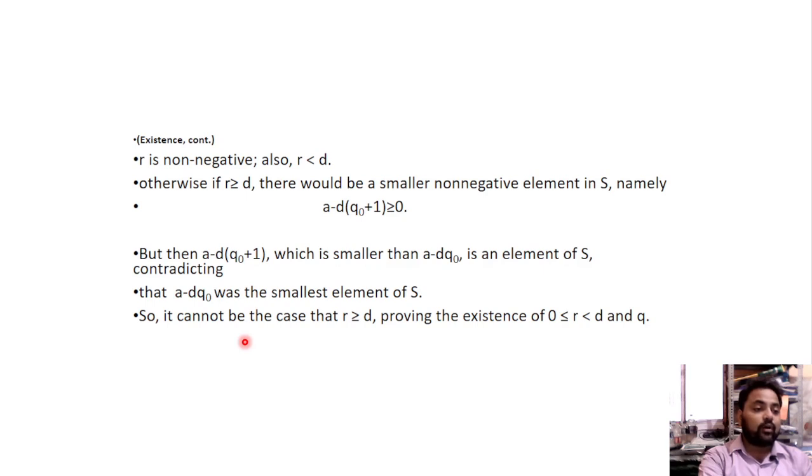r is non-negative, and also r is less than d. Otherwise, if r is greater than or equal to d, there would be a smaller non-negative element in S, namely a minus d times q0 plus 1, which is greater than or equal to 0. But a minus d times q0 plus 1, which is smaller than a minus dq0, is an element of S, contradicting that a minus dq0 was the smallest element of S. So it cannot be the case that r is greater than or equal to d, proving the existence of q and r greater than or equal to 0 and less than d.